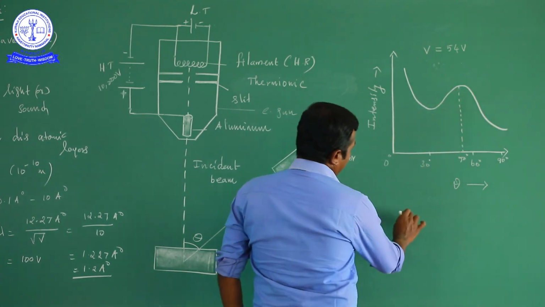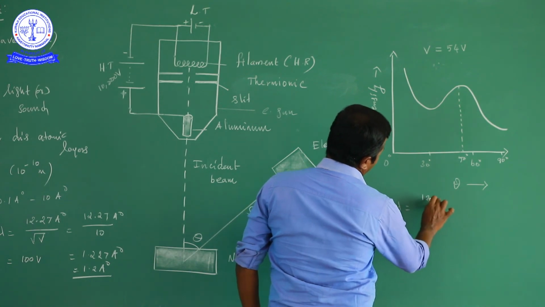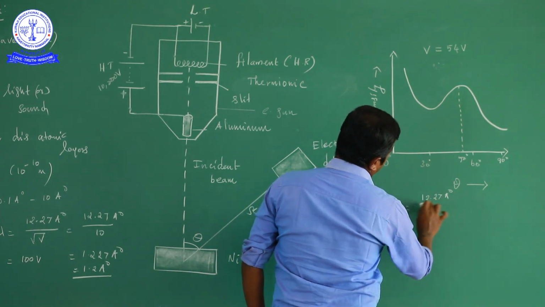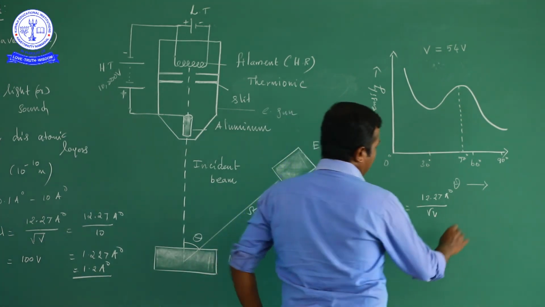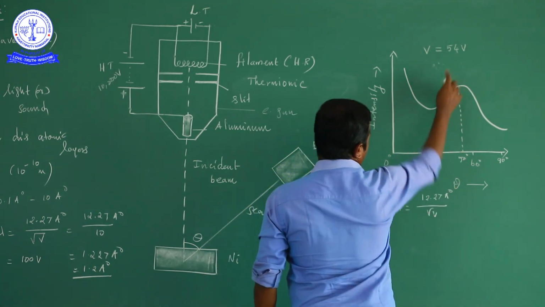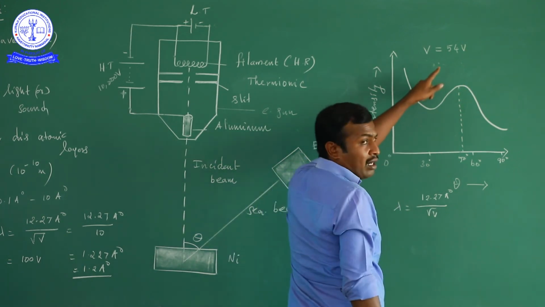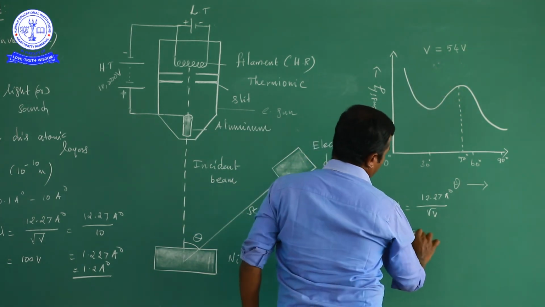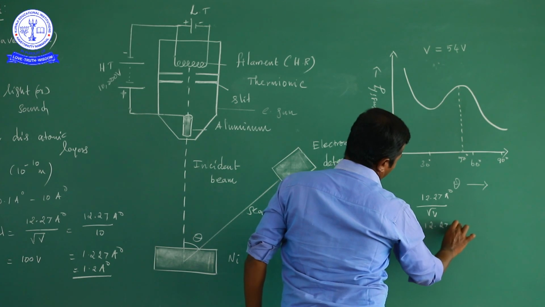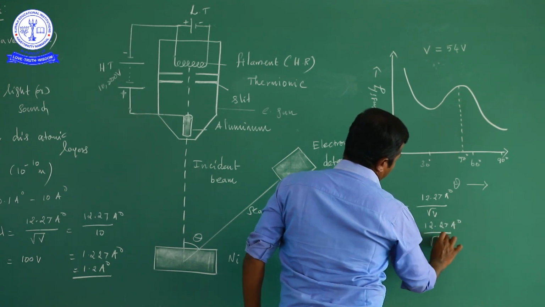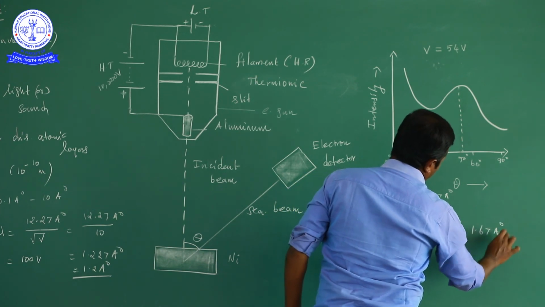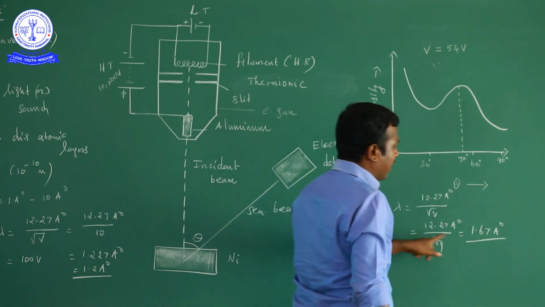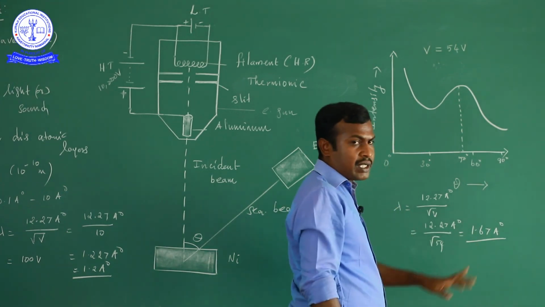சரி, ஓகே. By the de Broglie formula, lambda is equal to 12.27 Angstrom by root V. So this is the common formula, the de Broglie wavelength of electron. Here V is the voltage we apply. Here the applied voltage is 54 volt. So 12.27 Angstrom by root 54 is equal to 1.67 Angstrom. So by this formula, the wavelength of electron is calculated as 1.67 Angstrom.